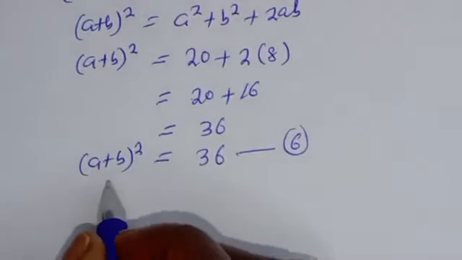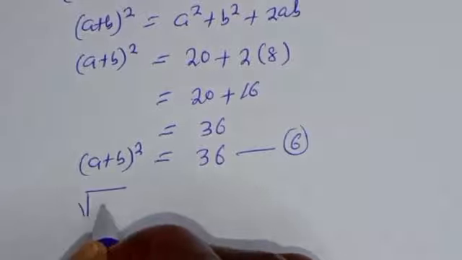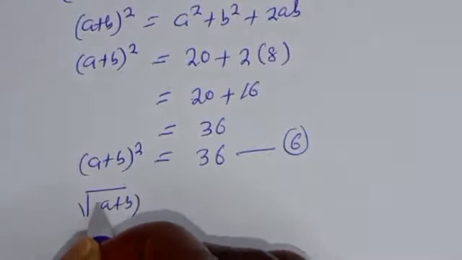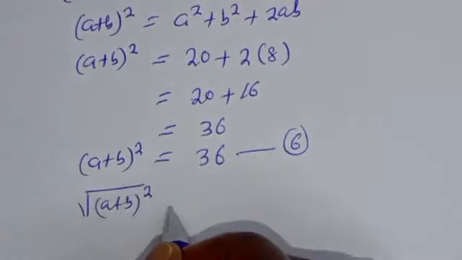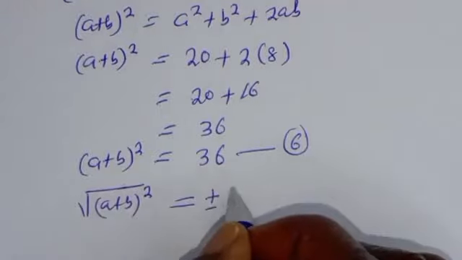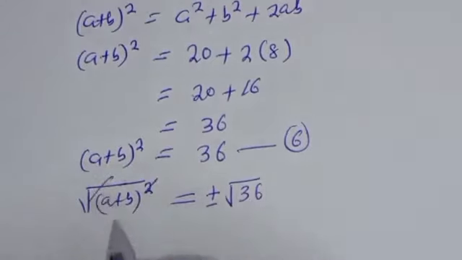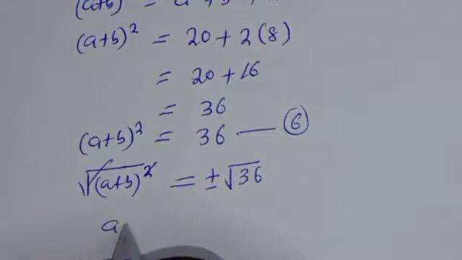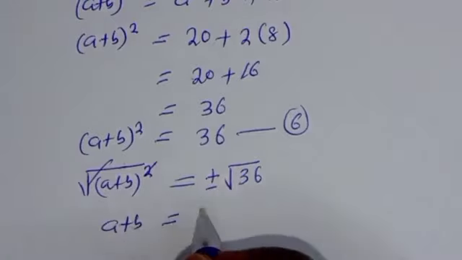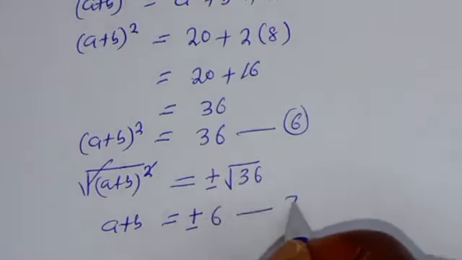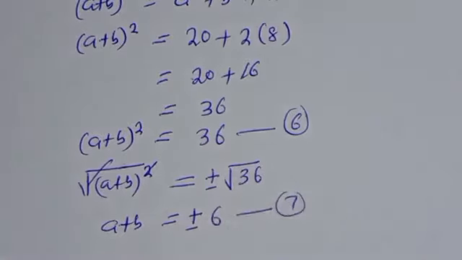Now let's take the square root of both sides. The square root of (a plus b) all squared is equal to plus or minus the square root of 36. This will cancel this. A plus b is equal to plus or minus 6. Let's call this equation 7.